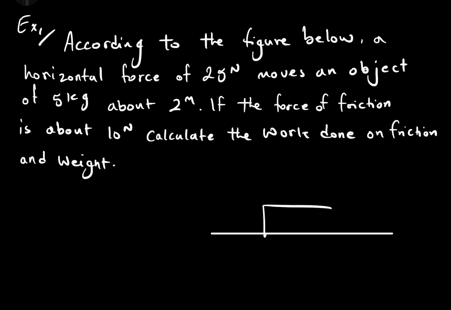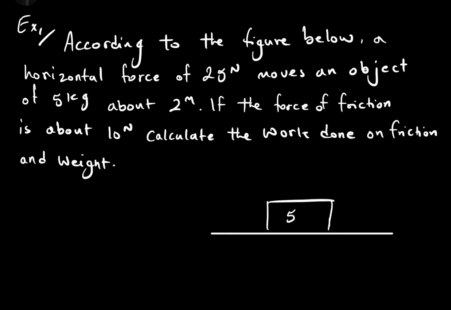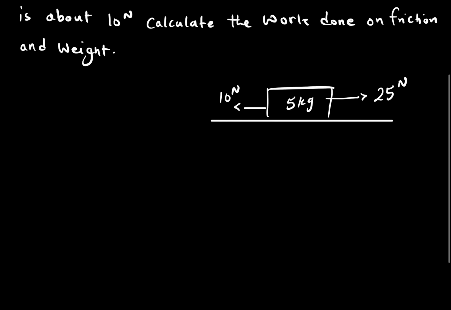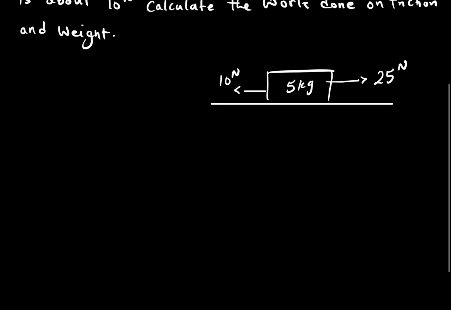Here we have a box. Let's imagine an object, right? That is quite rectangular, in fact. Now, this rectangular object has about 5 kilograms of mass. It's being pulled with a force of 25 newtons, and the frictional force is about 10 newtons. All right, so far so good. Now, if you want, you can pause the video at this moment and try to solve this on your own. If not, let's go ahead.